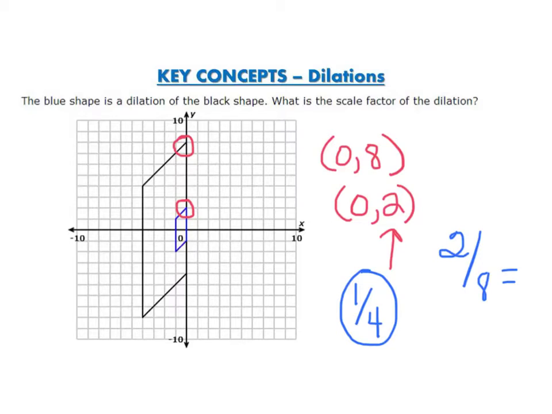Again, I can't use the 0 because there's no difference in the numbers. So I use my y value. But if there's a difference in the x values, I could have used those numbers too. It would have given me the same number. And I just know it's a reduction, so I make sure that it's a fraction and not a whole number.